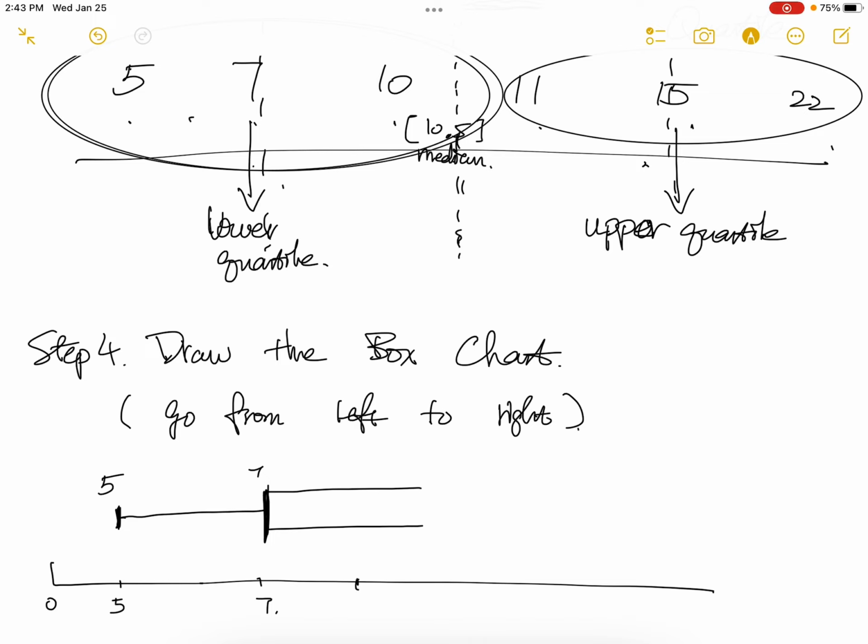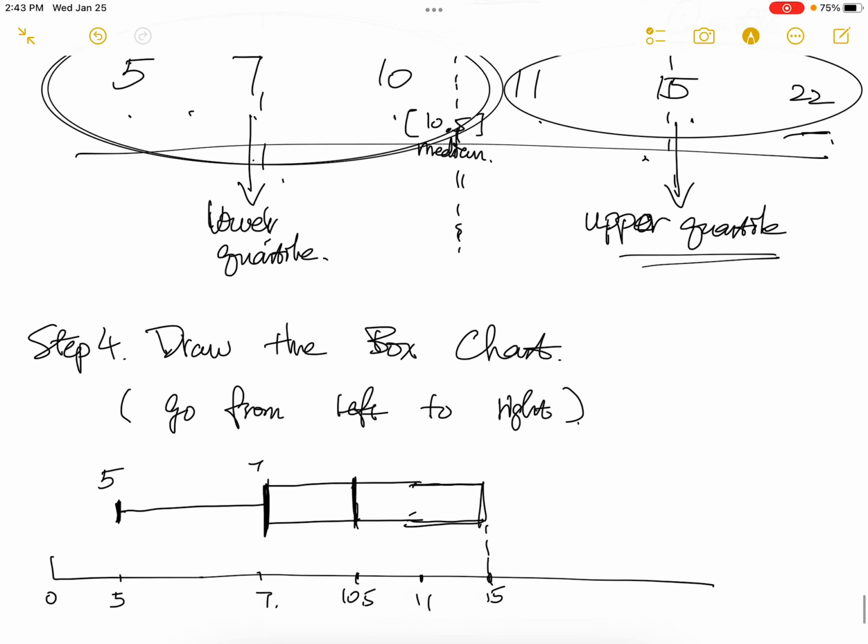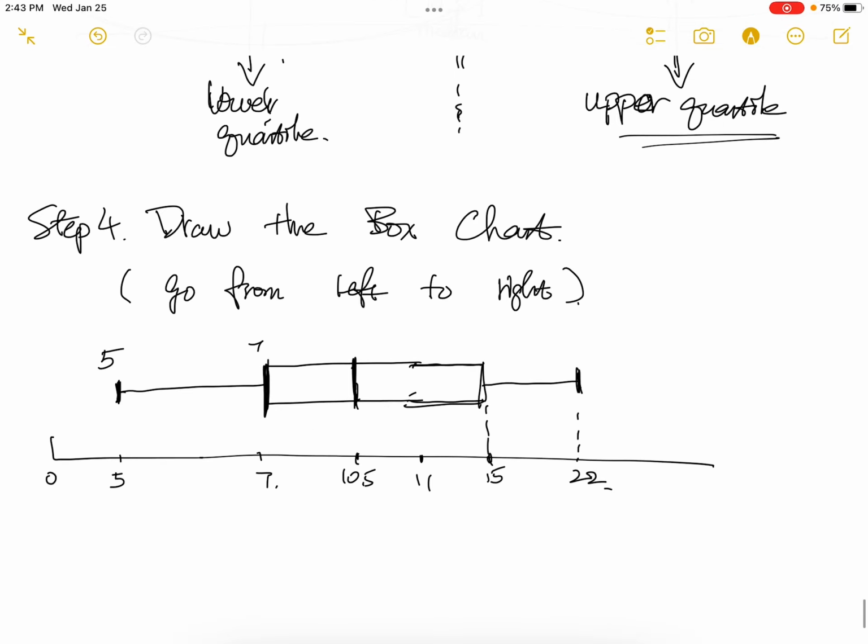And then this is going to be 10.5. This is going to be the median. And then the upper quartile is 15. So we go all the way here. This is 15. I apologize, this is not drawn to scale. And then the maximum is 22. So then we keep going. That's 22. So then there's our box chart.